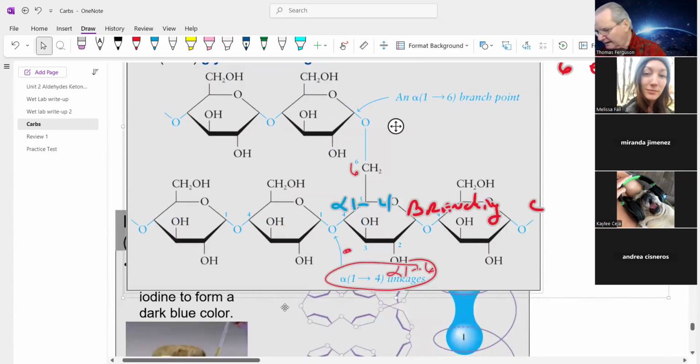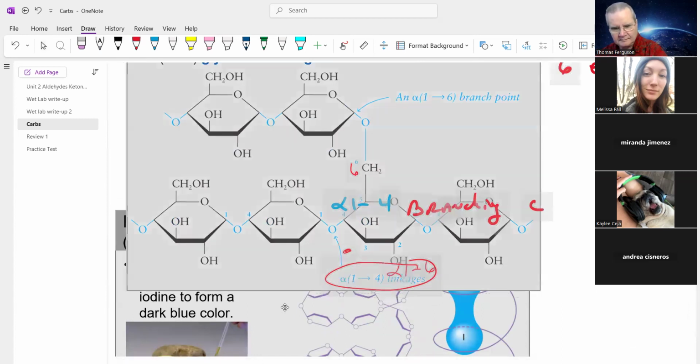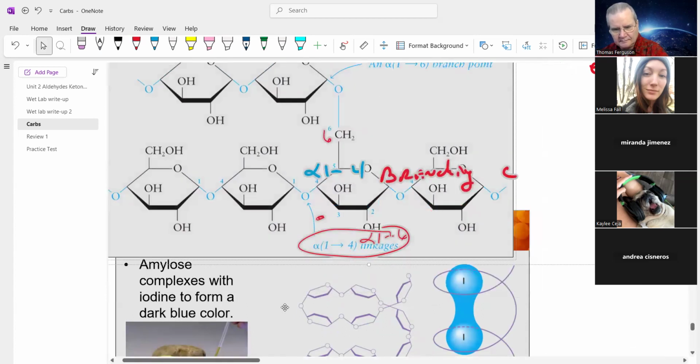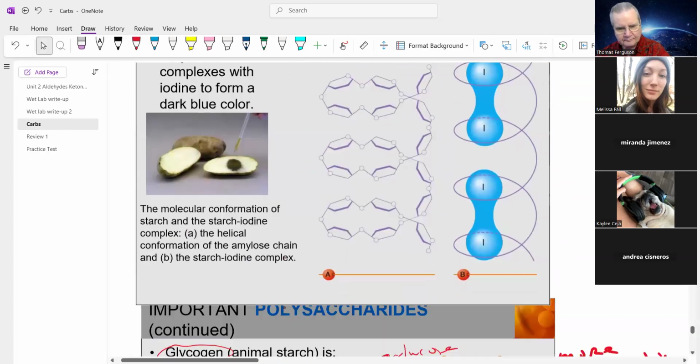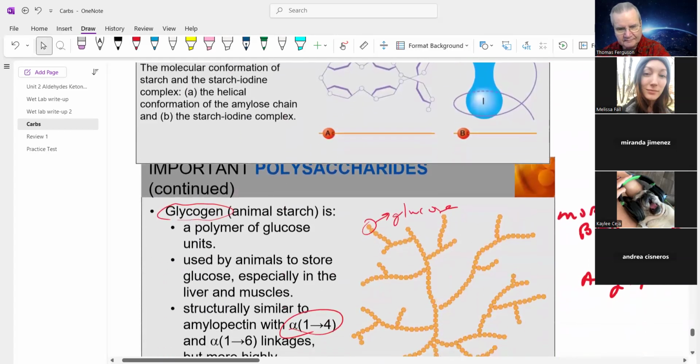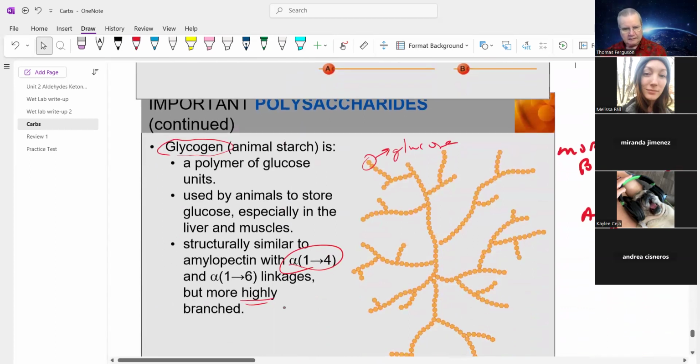Okay, and this is what glycogen looks like. It's branched. Now, one test for presence of starch is adding an iodine solution. What happens is it forms this dark, almost black color. Very strong test.